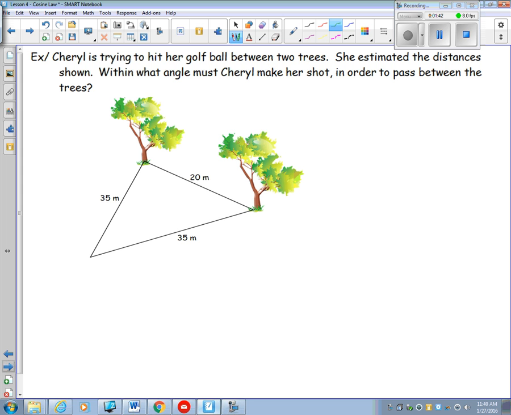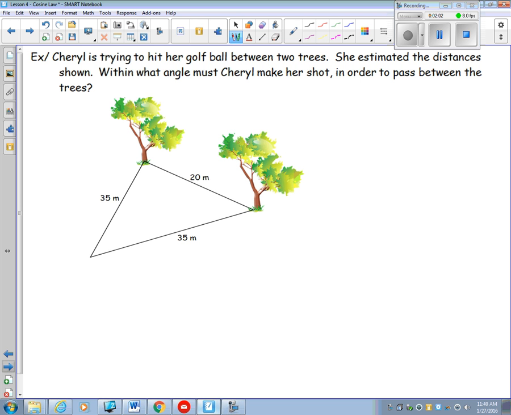Okay, the last one, again, they give you a picture, so see if you can solve it, so you can interpret what's going on here. Check back in. We've got Cheryl trying to hit a golf ball between these trees, so she has a bit of an angle she can hit between, right? She estimates the distances as shown. Within what angle must she make her shot?